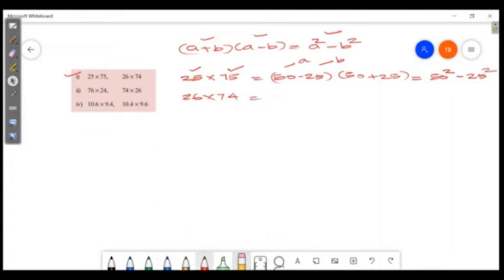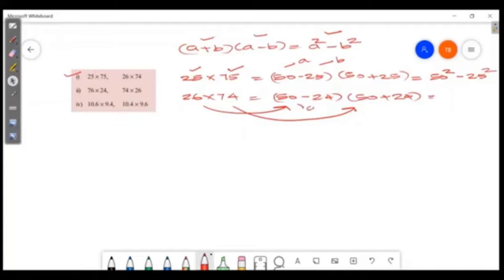Second question is 26 into 74. So we can represent 26 as 50 minus 24 and 74 as 50 plus 24. Again, that is in the form a minus b into a plus b. So we can write the product as 50 square minus 24 square.